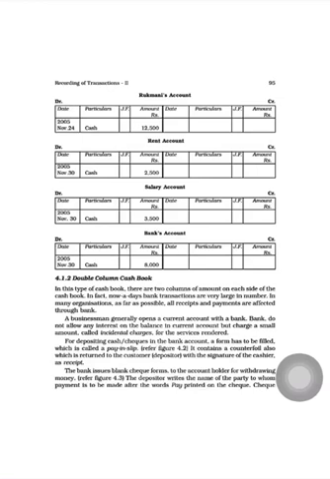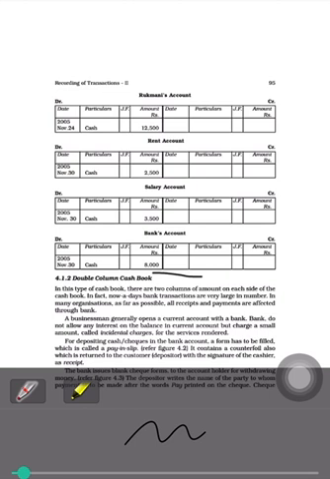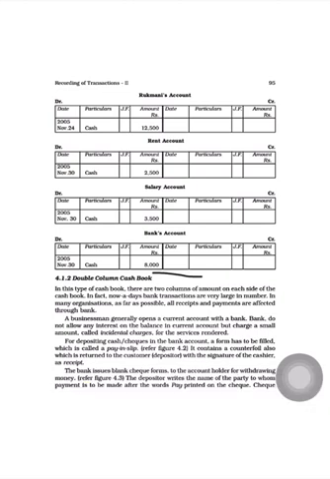Good morning, students. In the previous video of this chapter, we discussed the single column cash book, and as promised, today we will discuss the double column cash book. Before starting, let me introduce what a double column cash book is. In this type of cash book, there are two columns of amount on each side.